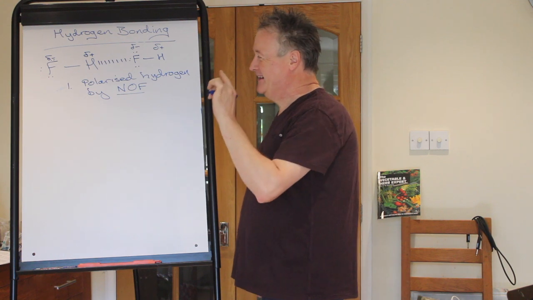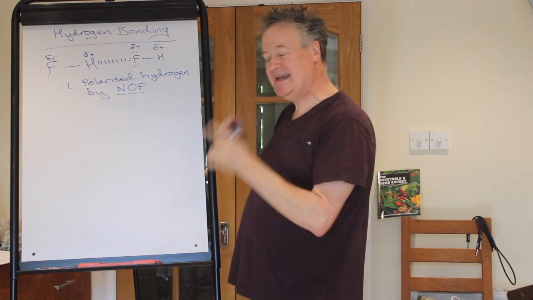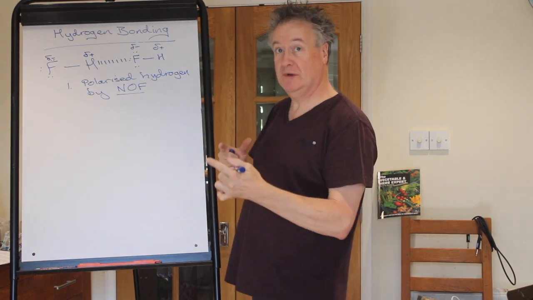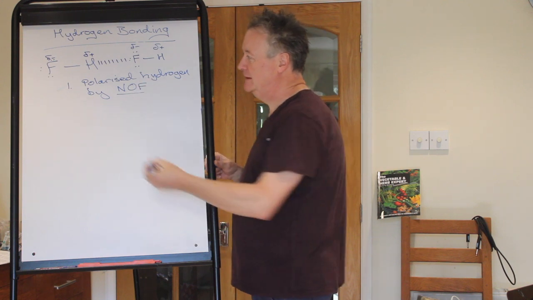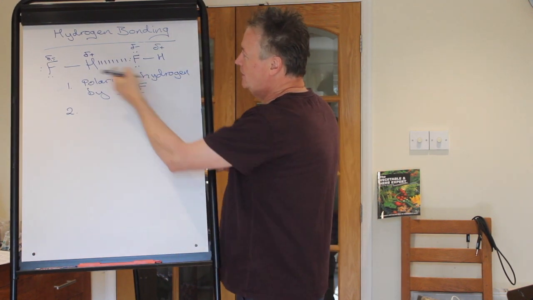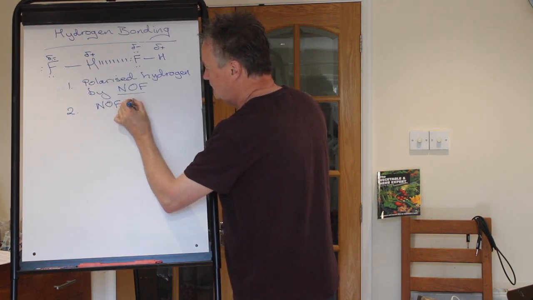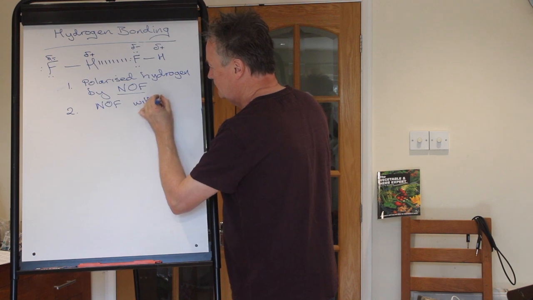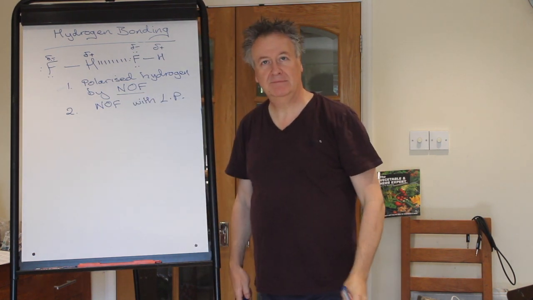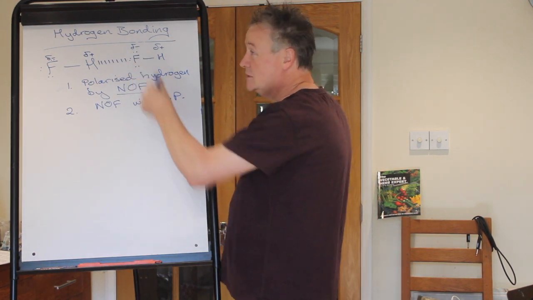You put any other atom in, it's not electronegative enough to trigger hydrogen bonding. That's the rule of thumb for this, that it's NOF. The second thing is you've got the polarized hydrogen, and it's going to be NOF with a lone pair. So therefore, those are the two criteria.